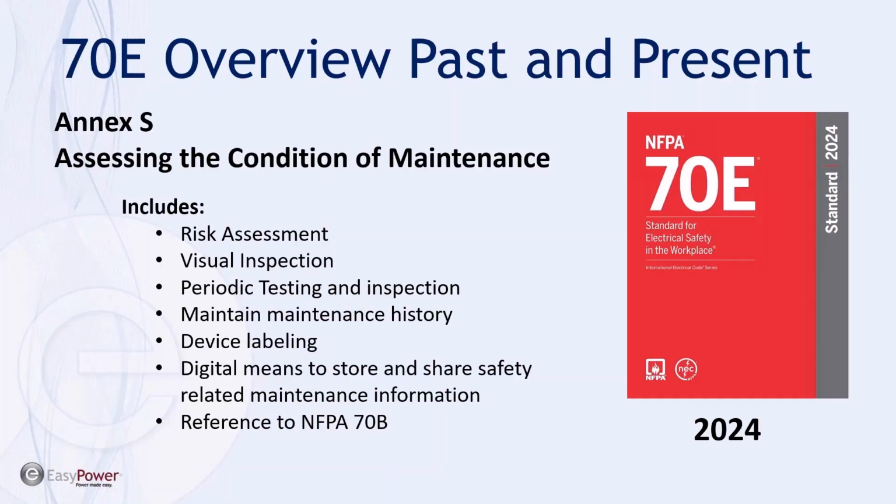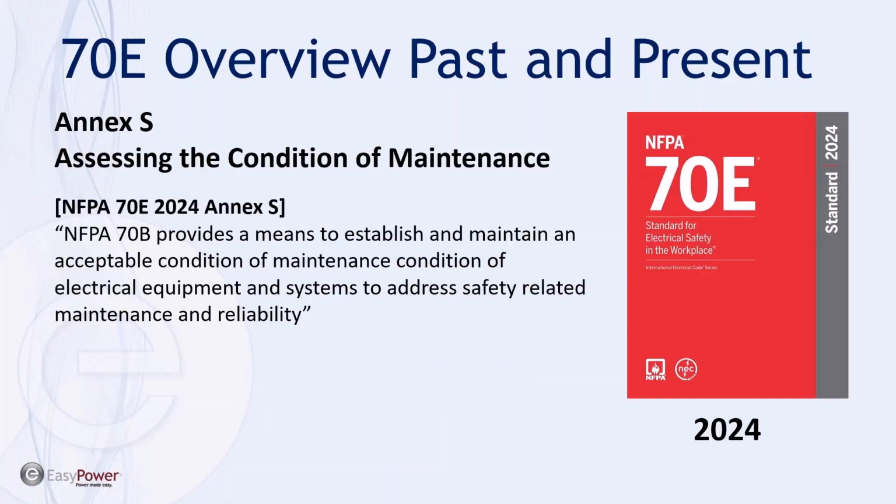Today, that risk assessment should include a visual inspection versus, I'll call it, just engineering calculations. And as we'll flesh out things from the 70B standard, your program itself shall now include periodic testing and inspection of your electrical equipment, and maintaining the maintenance history, keeping your device labeling up to date, and again, having the means to store and share this information. And again, that references the 70B standard. So here's kind of that checklist that we get started with to help companies go from there along the way.